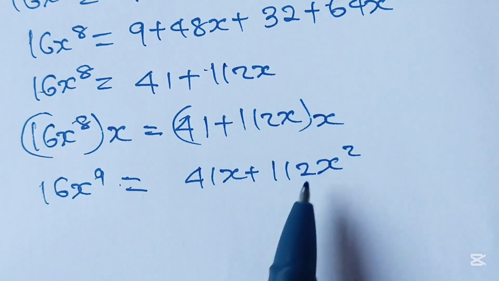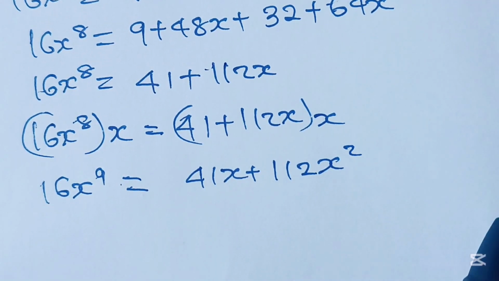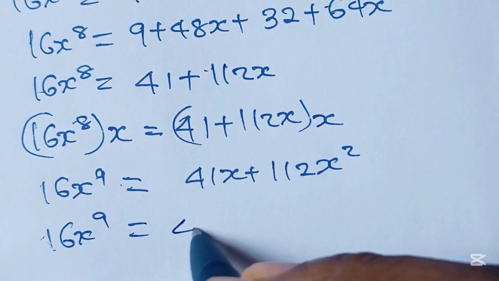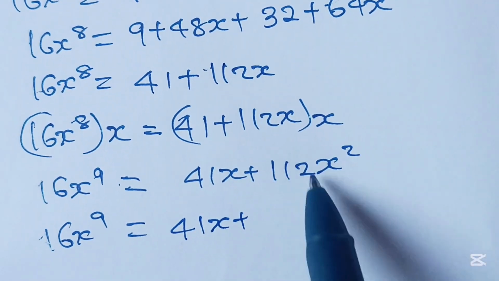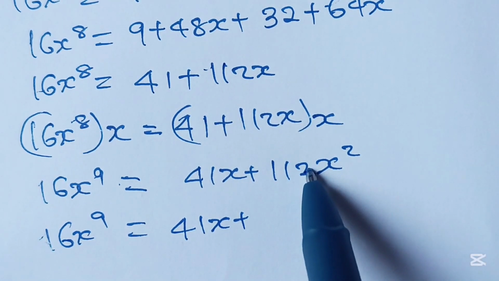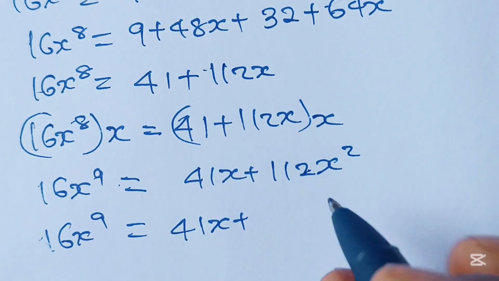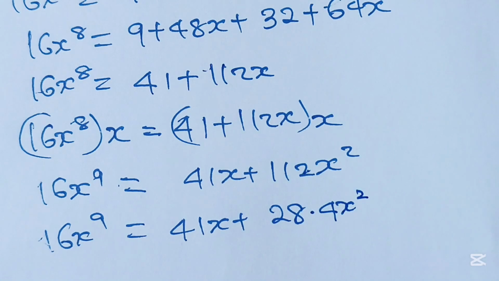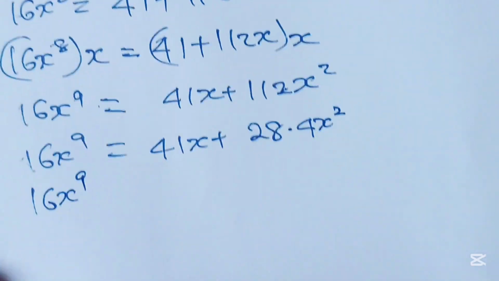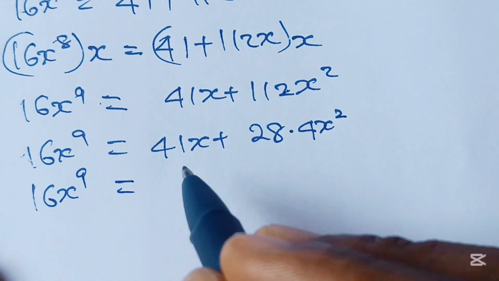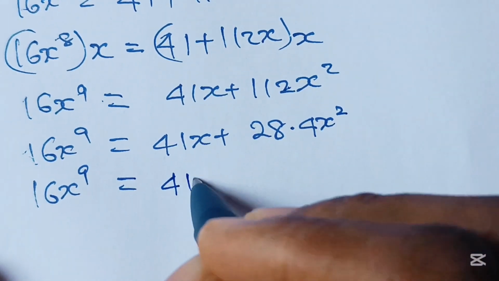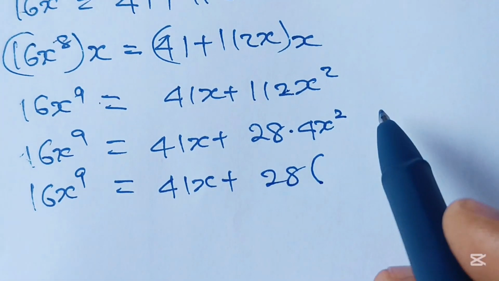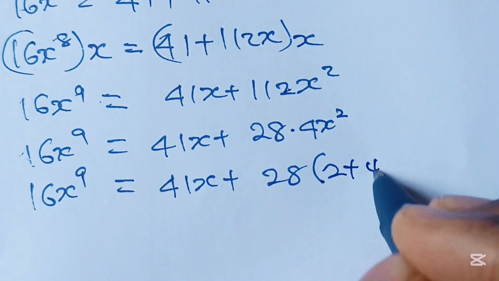Okay, now we have x squared here. Remember, anytime we have x squared, we try to bring out 4x squared from there. So we are going to bring out 4x squared from here. So we have 41x plus, if we divide this by 4 to bring out the other factor, it is going to give us 28. So this is 28 multiplied by 4x squared. Okay, so we have 16x to the power of 9 is equal to 41x plus 28 bracket. Remember that your 4x squared is 2 plus 4x.